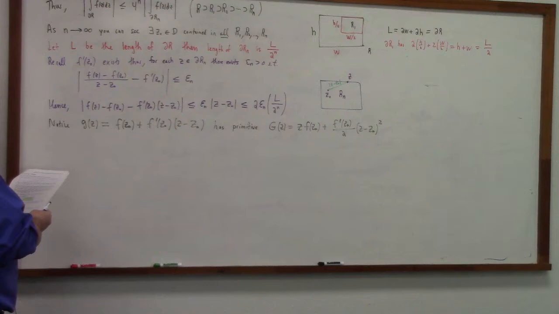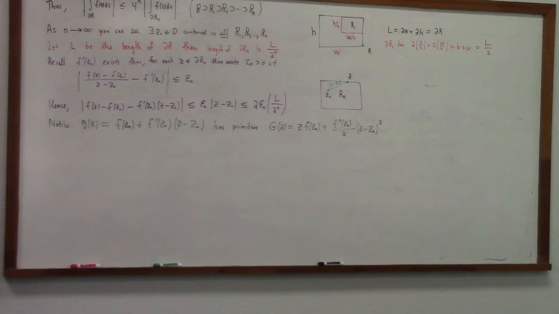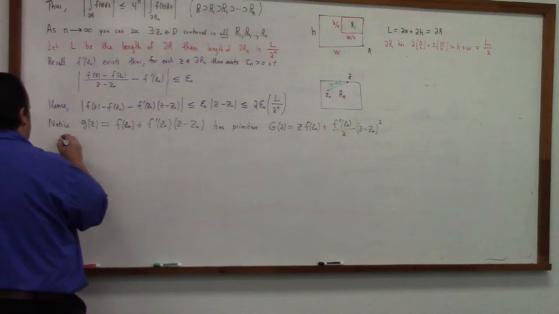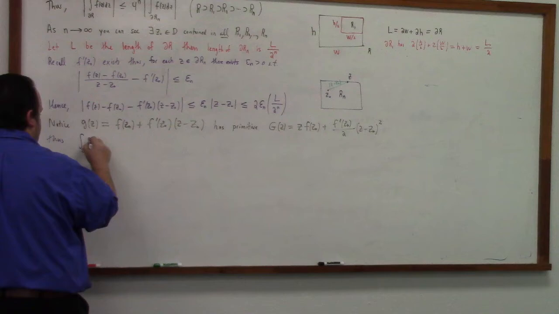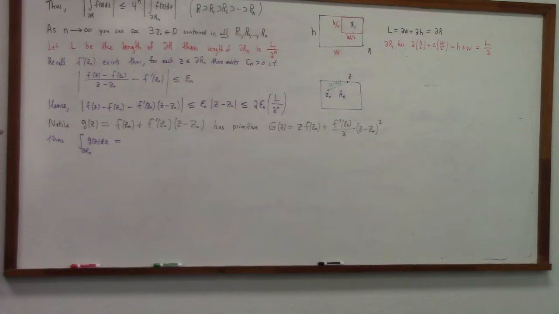So, the point is, what was one of our theorems? One of our theorems was that if a function has a primitive over a rectangle, then that means the function is what? Holomorphic on the rectangle, right? And more than that, thus, surely the integral over the boundary of the nth rectangle of g of z dz is what? I mean, that's a closed loop. That's its antiderivative. So the integral is 0, right? This is 0.